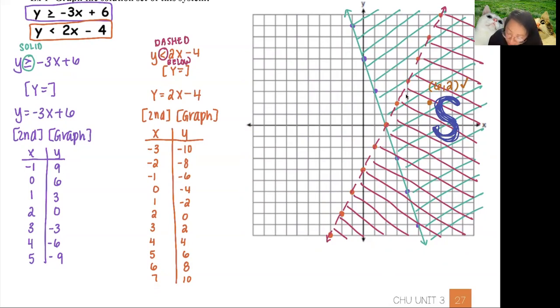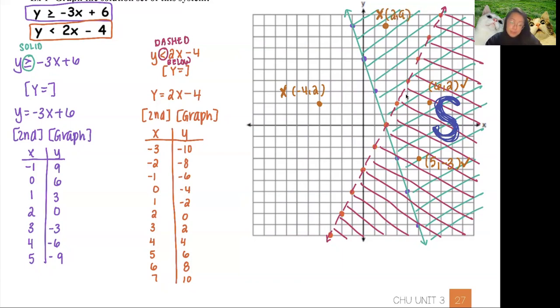Let's do 5, -3. That is also in the solution as long as it's in the shaded part. For example, the point -4, 2 would not be in the solution because it's not in the double shaded area. The point 2, 9 is not in the solution because it is not in the double shaded area.